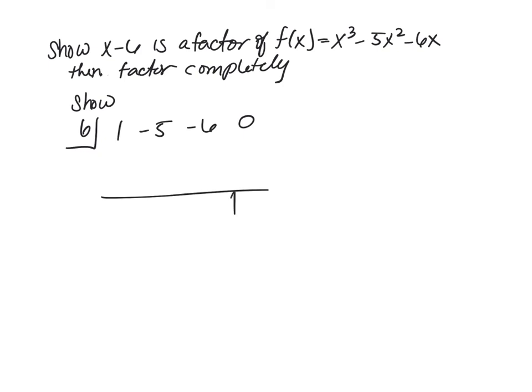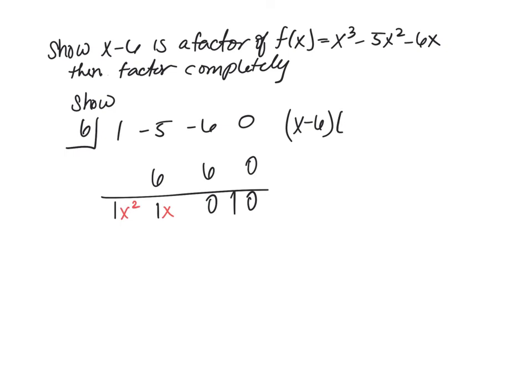And then I bring down the 1. 1 times 6 is 6. Negative 5 plus 6 is 1. 1 times 6 is 6. Negative 6 plus 6 is 0. 0 times 6 is 0 and 0. So yes, that's how we show it's a factor. And so far we know that it's x minus 6. And then remember, this is our constant, this is our x, and this is our x squared.